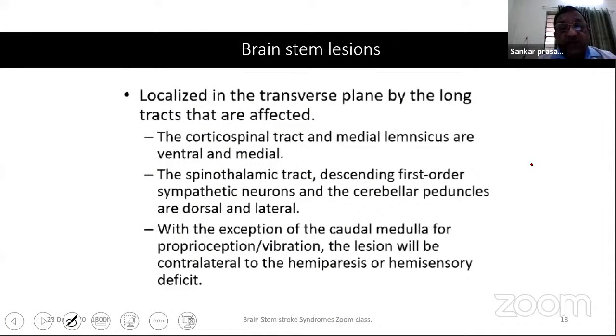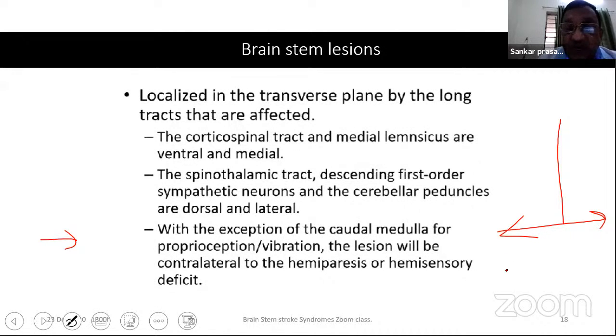diagrams. So localization in the transverse plane is by the long tracts that are affected. The corticospinal tract and medial lemniscus are ventral and medial. I'll show you a diagram. The spinothalamic tract, descending first order sympathetic neurons, and the cerebellar peduncles are dorsal and lateral. With the exception of the caudal medulla for proprioception and vibration, the lesion will be contralateral to the hemiparesis or hemisensory deficit. That is what is called crossed hemiplegia. Crossed hemiplegia is characteristic of brainstem lesions.